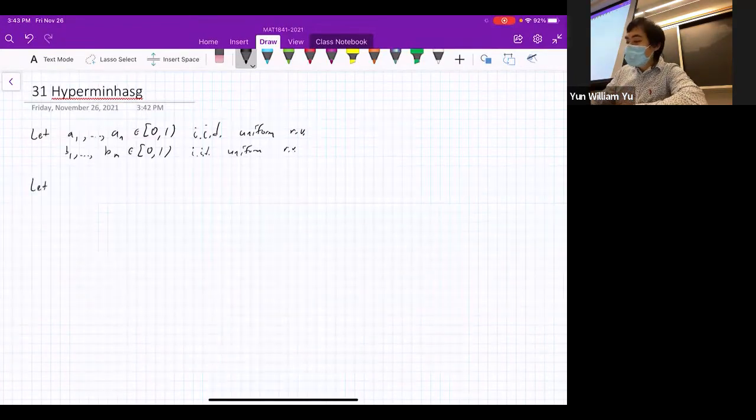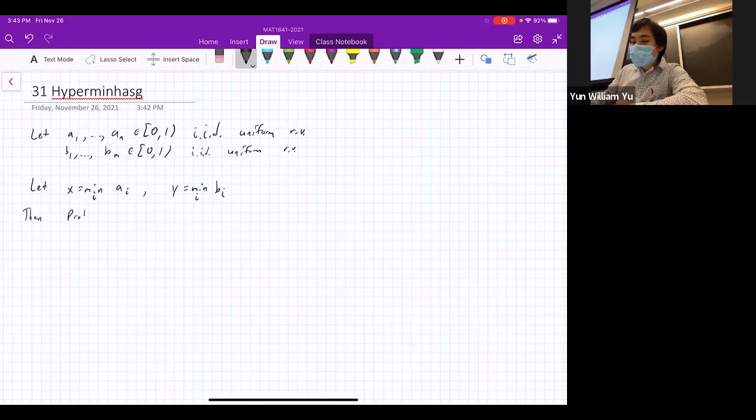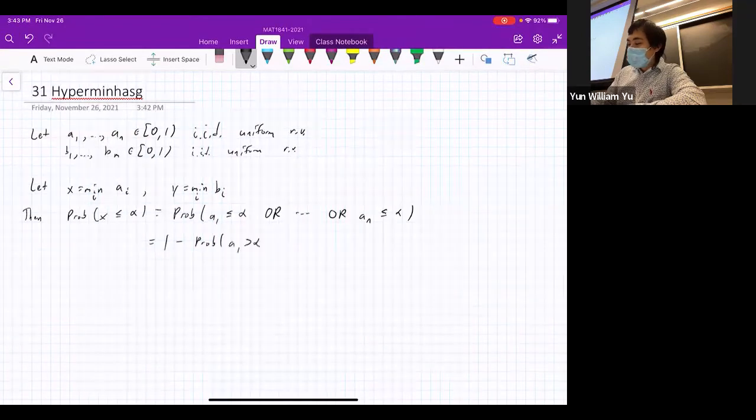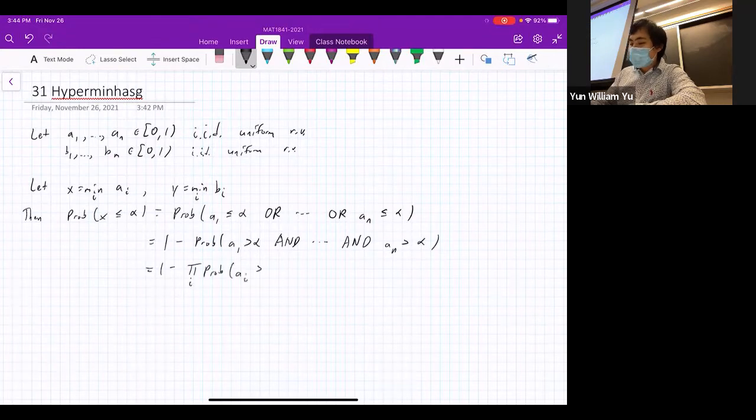And then what we're interested in is the minimums of these. So if we let x be equal to the minimum over i of the a sub i, and y be equal to the minimum over all i of the b sub i's, well, we can compute these probabilities explicitly. So the probability that x is less than or equal to some value alpha is just going to be equal to the probability that at least one of the values is less than or equal to alpha, which is of course just equal to 1 minus the probability that all of them are greater than alpha, which is equal to 1 minus, since these are all independent, the product of the probabilities of a_i greater than alpha.